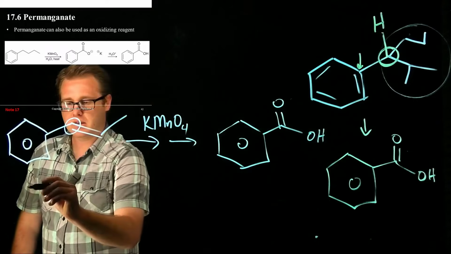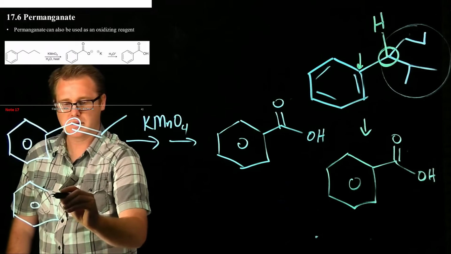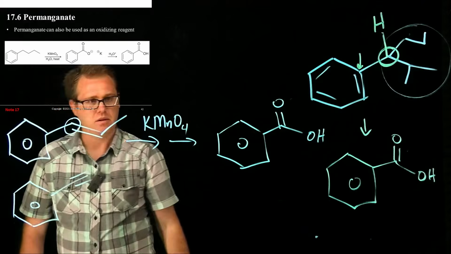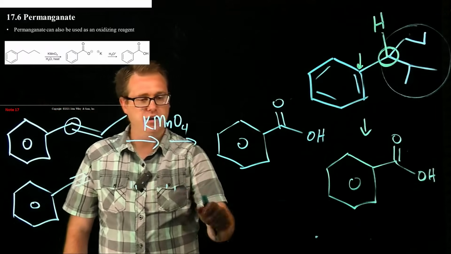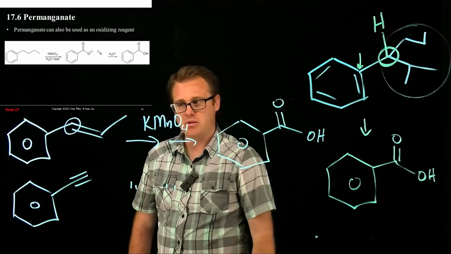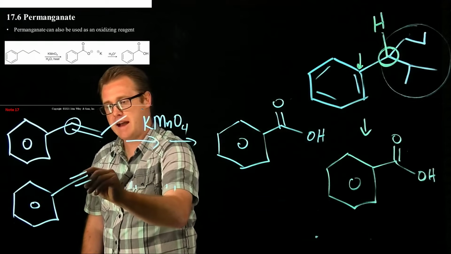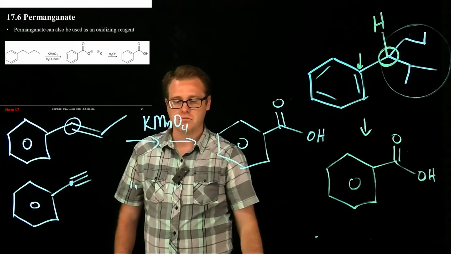So what about if we had a molecule that looked like this? Would that react and turn into this product right here? Yes, it will, because you see that you have a pi bond on that carbon right there. So it'll work.